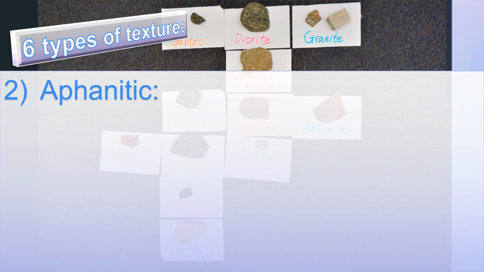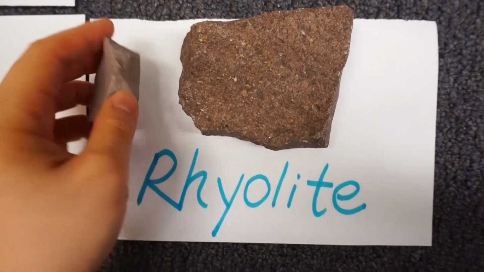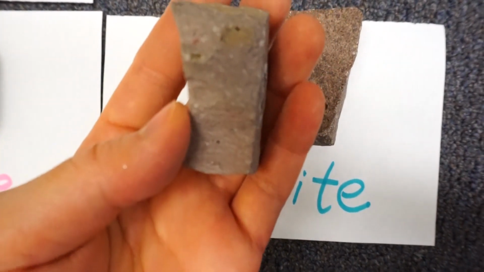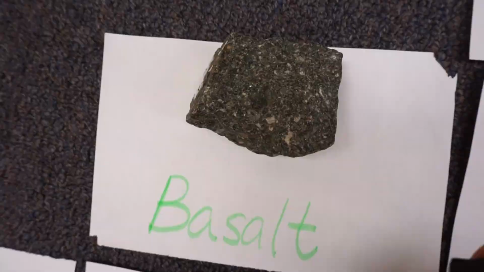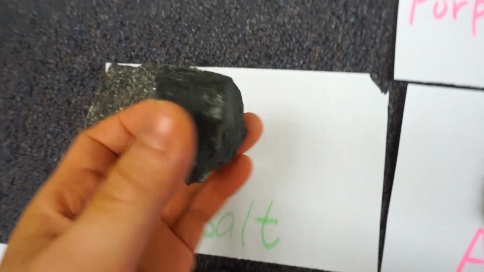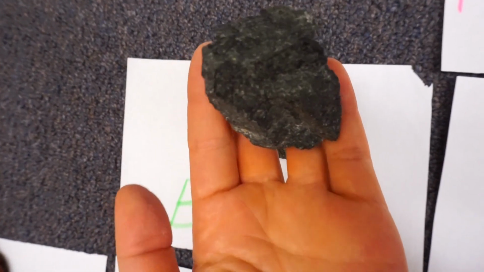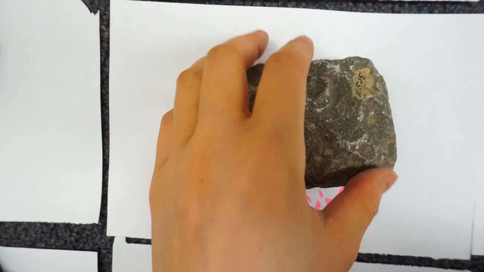Second, aphanitic. Minerals too fine to see with the naked eye, need a hand lens. Examples: rhyolite, fine-grained, basalt, andesite.